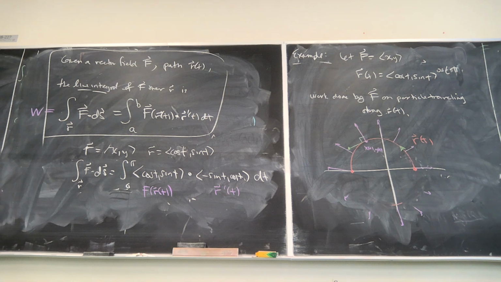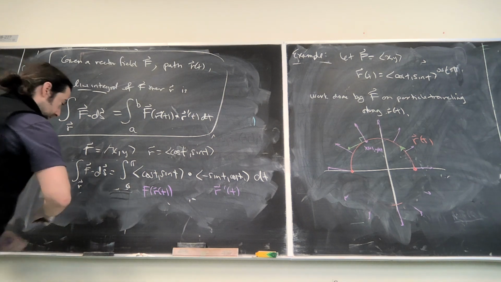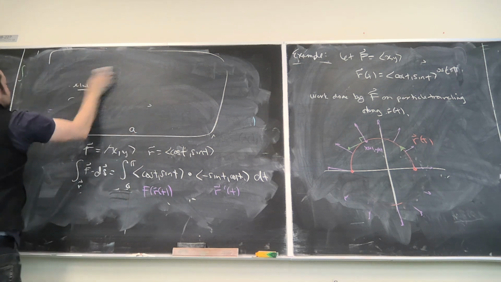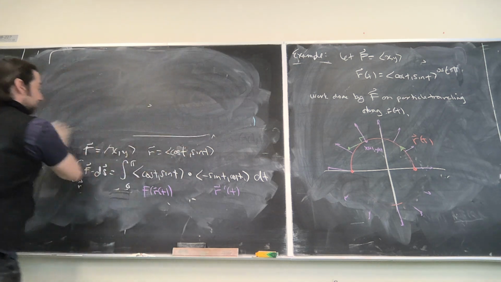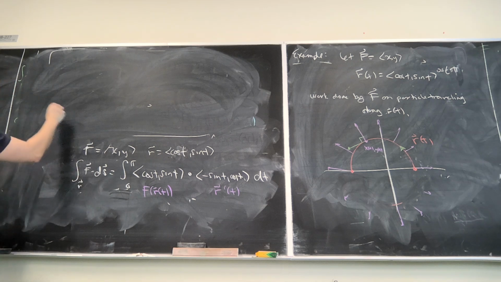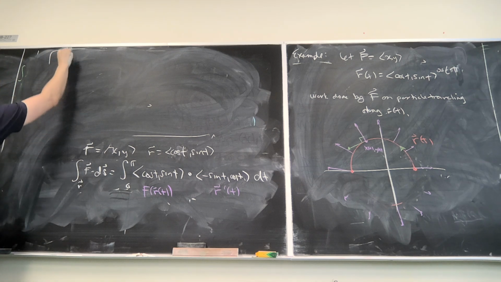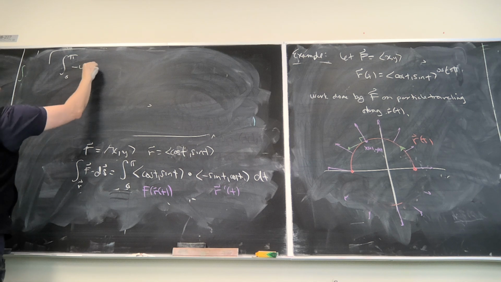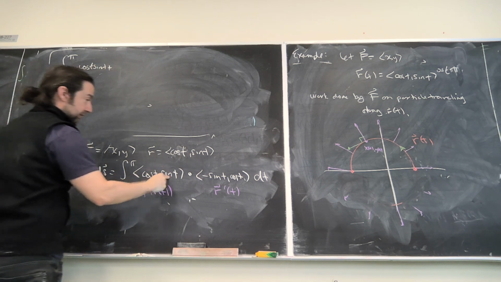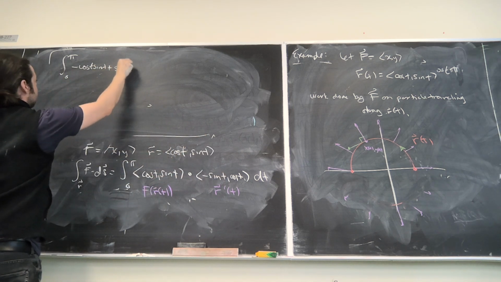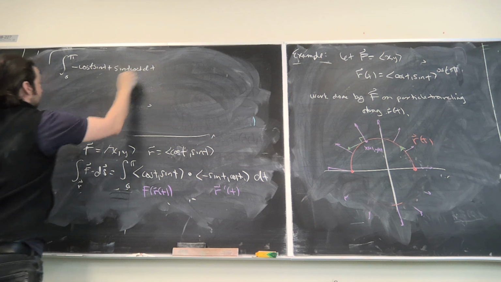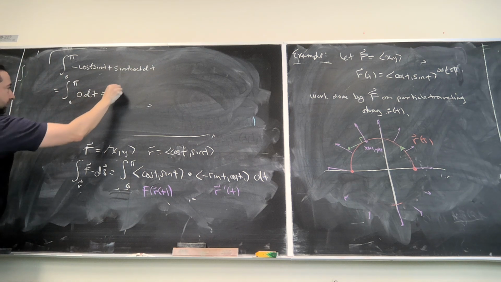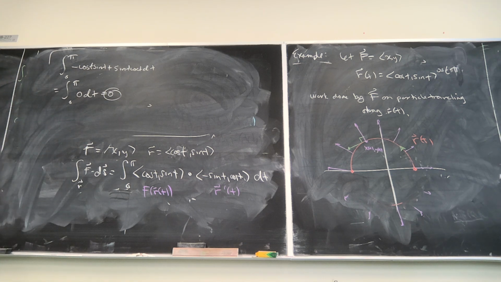And if you calculate that dot product, what you end up with is the integral from 0 to pi of cosine times minus sine plus sine times cosine. And that's the integral from 0 to pi of 0 dt, which is 0. It's precisely what we anticipated.